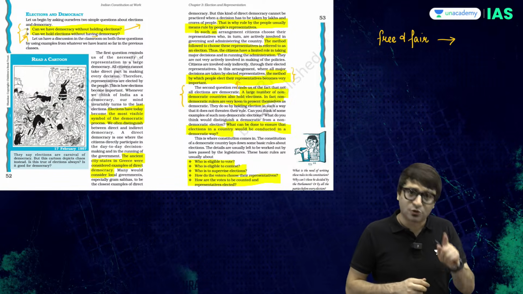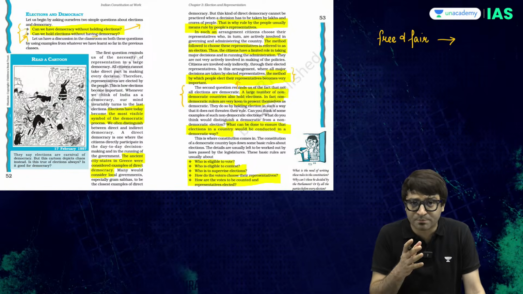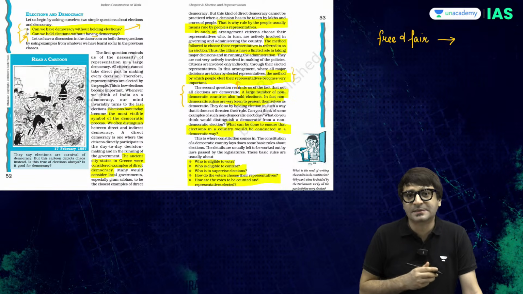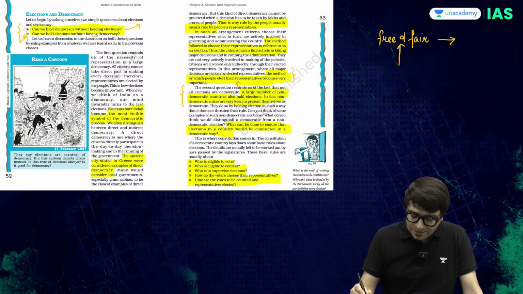So elections are held in such dictatorship regimes so that the dictator appears to be democratic, but the country is not democratic. So question number 1, can we have democracy without holding elections? Perhaps no. And can we hold elections without having democracy? Yes. But as I said, election has to be free and fair.